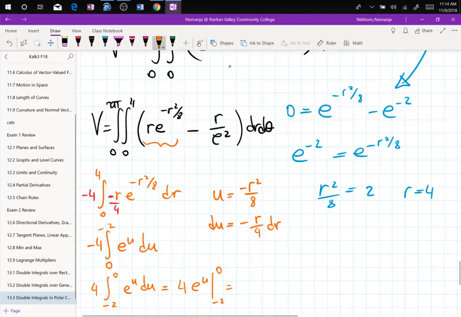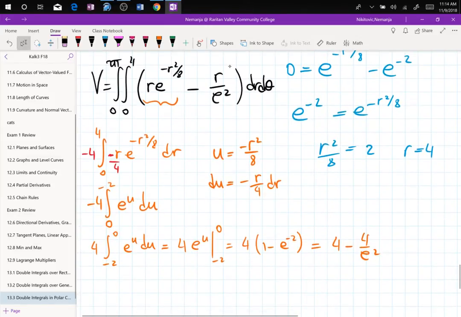When you plug in upper, you have to plug in 0 because it's 1, right? e to the 0 is 1. So it becomes 4, and in parentheses I have 1 minus e to the negative 2. So the total is 4 minus 4 over e squared. So that's the total for the first integral. We had to do some Calc1 there.